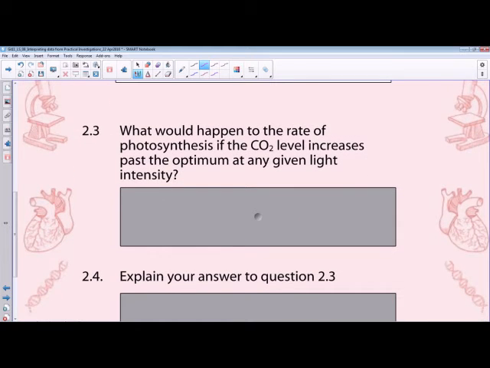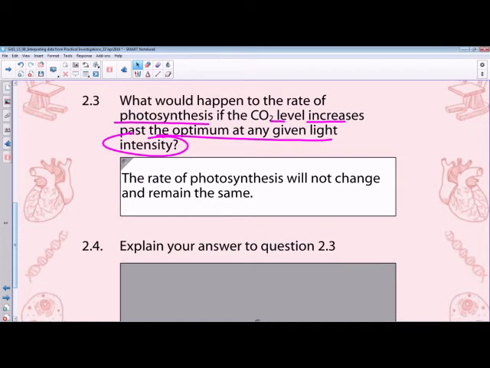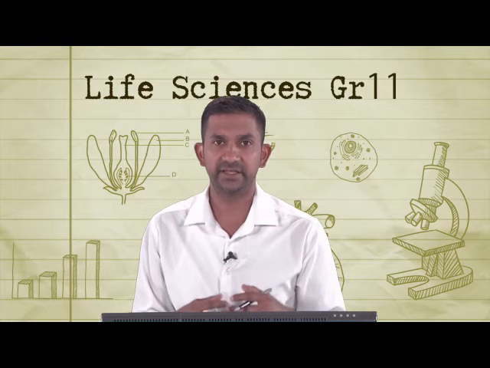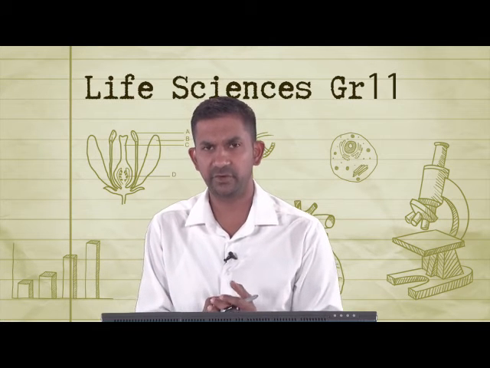2.3. What would happen to the rate of photosynthesis if CO2 levels increased past the optimum at any given light intensity? The rate of photosynthesis is quite simple. It will not change and will remain the same, because remember that plants have a fixed number of chloroplasts in them, and hence no matter how much carbon dioxide you provide at that light intensity, they are restrained by the number of chloroplasts present in the leaf.